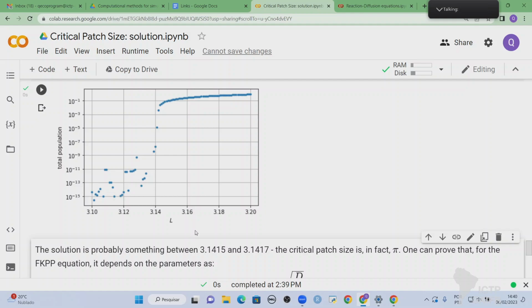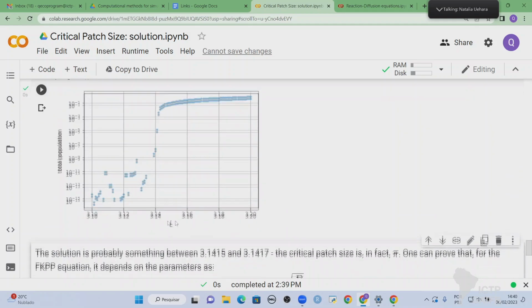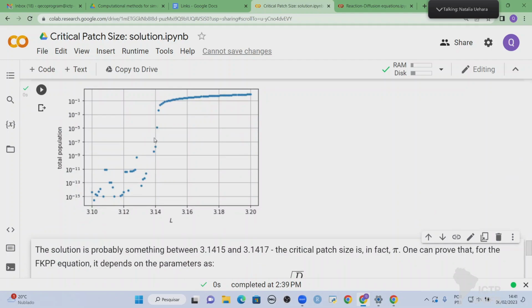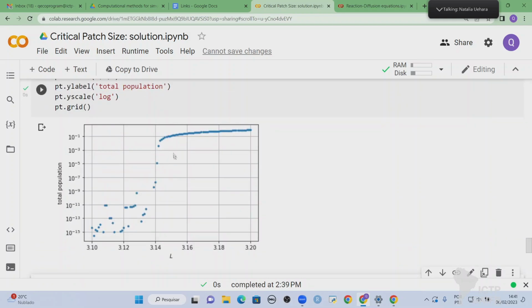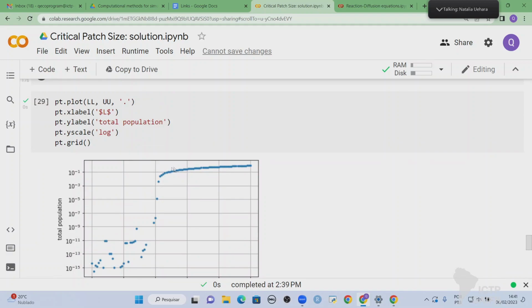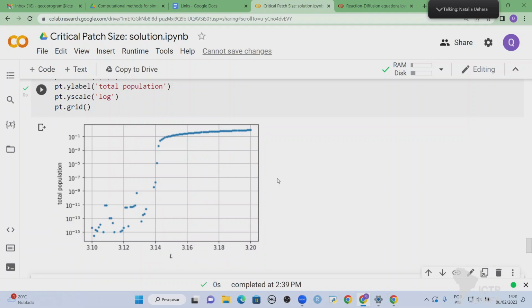Okay? So this means that if I have a patch that is smaller than pi in size, we will have extinction. If it is larger than pi, we'll have persistence. And of course, if L is very close to pi, the population density will be small, okay? It won't be all that large. You see that the carrying capacity was 10 in density, so total population would reach something like 30 or close to 30, okay? But it doesn't. It doesn't grow as much as it would because it's leaking a lot of population, okay? Questions, comments?